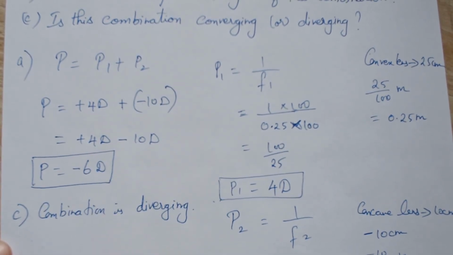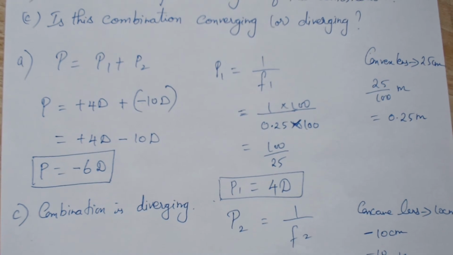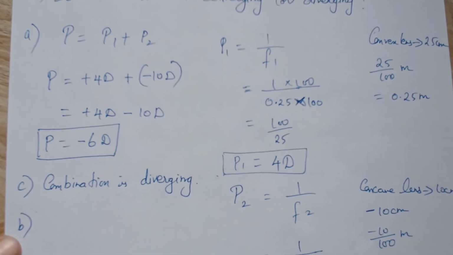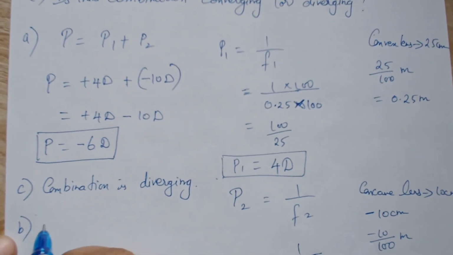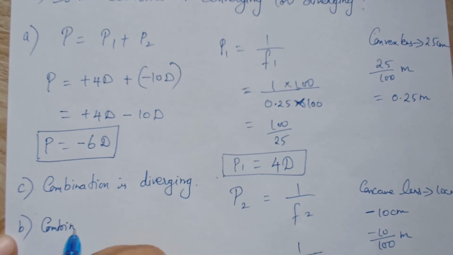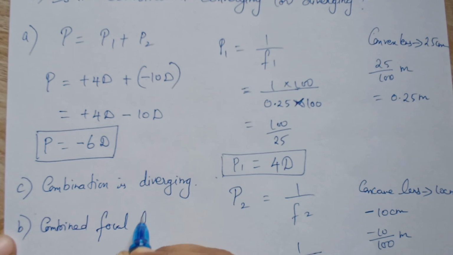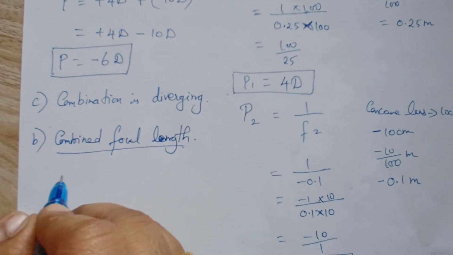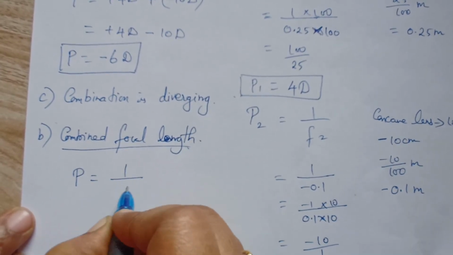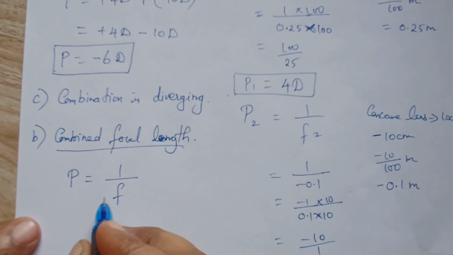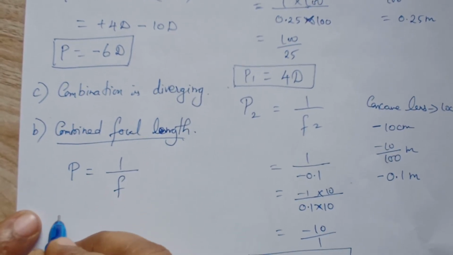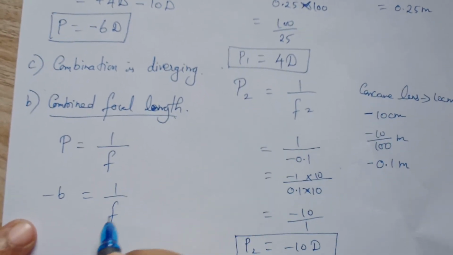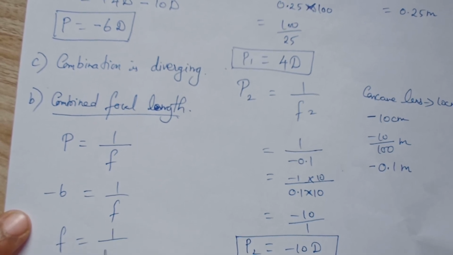Based on the focal length also we can find whether it is diverging or converging. And for the B question, we need to find the combined focal length. We know that combined power is equal to 1 by combined focal length. Already we know the combined power, right? So what is the combined power? It is minus 6, that is equal to 1 by f. We need to find the value of f. f is equal to minus 1 by 6.